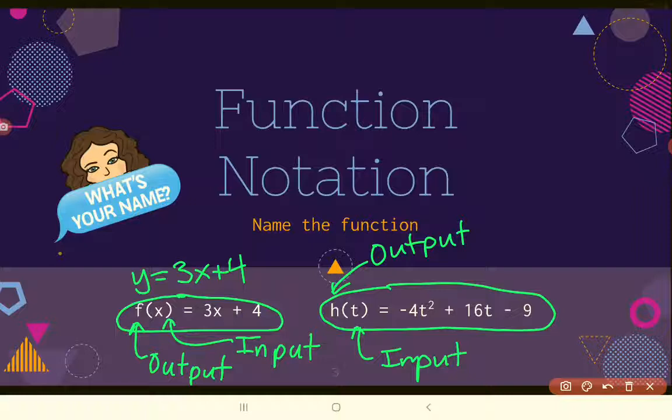So for example, let's say that you're shooting a basketball and you film it, and you wanted to know how high the ball was after 2 seconds. t is your input, so you would plug 2 into that equation. Whatever you got as your final answer in your calculator when you plug 2 into that equation would be height. It would be your output.